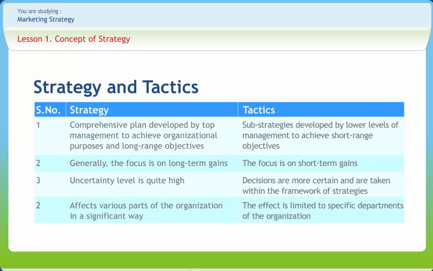Strategy and tactics are often distinguished in terms of their dimensions. Strategy, for the most part, is concerned with deploying resources, and tactics is concerned with employing them. Tactics are the action plans or specific step-by-step methods by which strategies are executed. The table here shows the difference in detail.